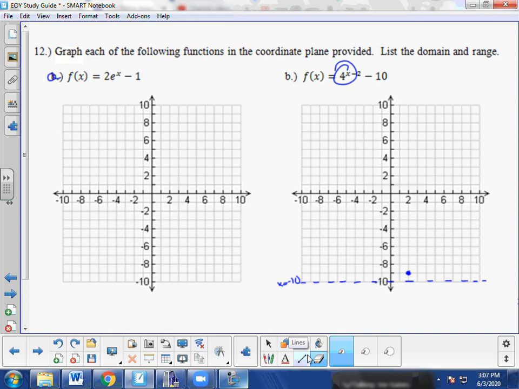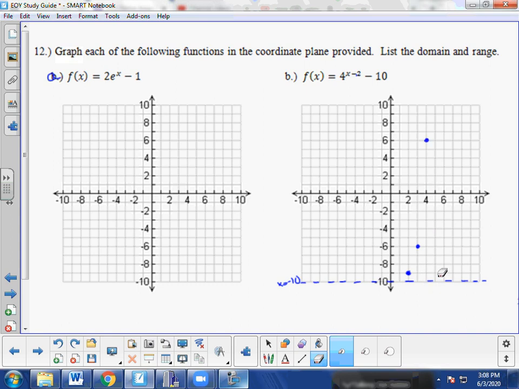This is an exponential growth because the base is greater than 1, and also because there's no reflection here. So if I move to the right 1 unit from my initial point, I'm going to be 4 to the first power units above the horizontal asymptote. So 4 to the first power would be 4 units above the horizontal asymptote. If I move from the initial point right 2 lines, I'm going to be 4 to the second power, which is 16 units above the horizontal asymptote.